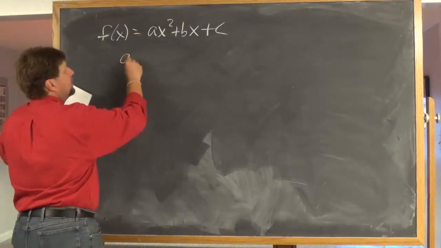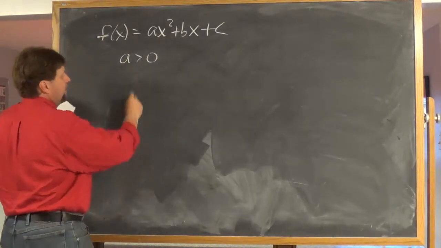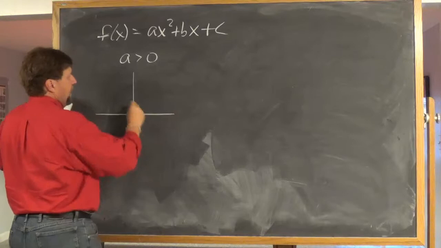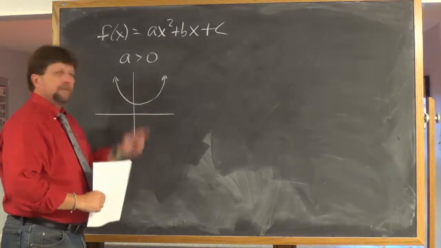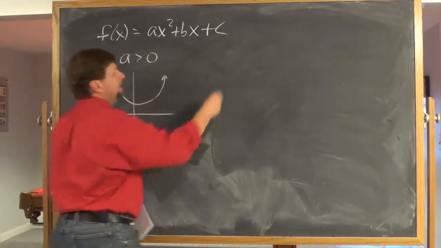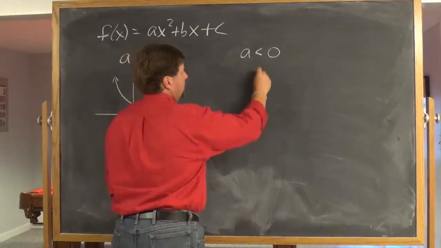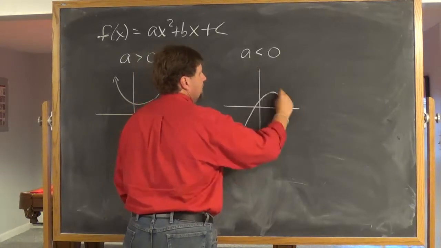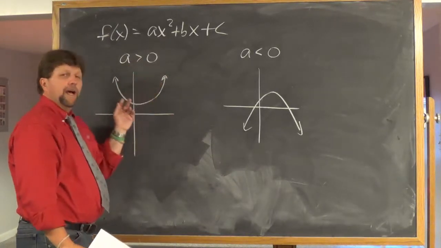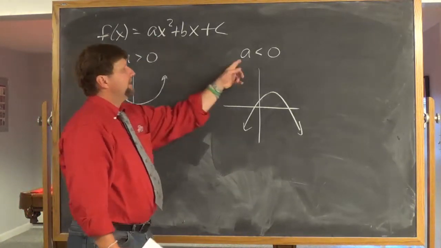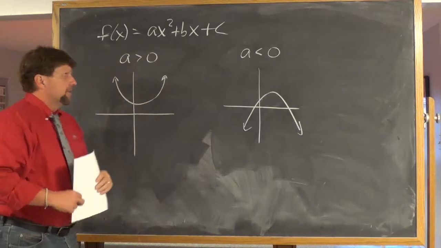If a is a positive number, if it's greater than 0, then the graph, the parabola, will have that kind of shape. It's happy. Looks like a smile. If a is a negative number, so if a is less than 0, then the parabola will have this kind of shape. So if a is positive, it's opening up, it's happy. If a is negative, it's opening down, it's sad. So I need you to know that.